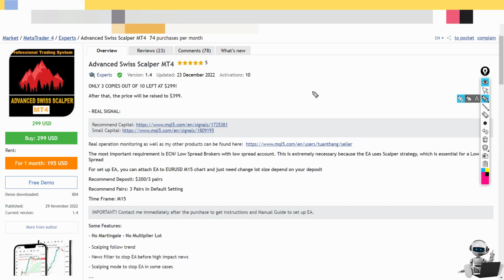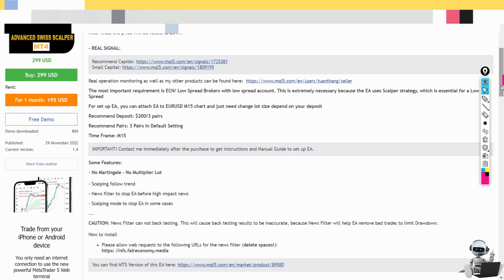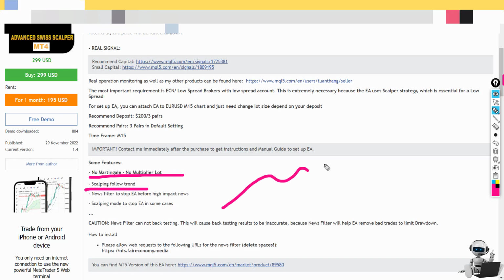So we can see that Advanced Swiss Scalper has 74 purchases per month, so the EA is currently trending and many people are purchasing it for almost 300 USD, and the rating is very good. We have 5 stars. This is the first time I have ever seen an EA on MQL5 with 5 stars, so very amazing. He does not explain too much information, however we can be sure this EA does not use martingale or multiplier, and it is following the trend.